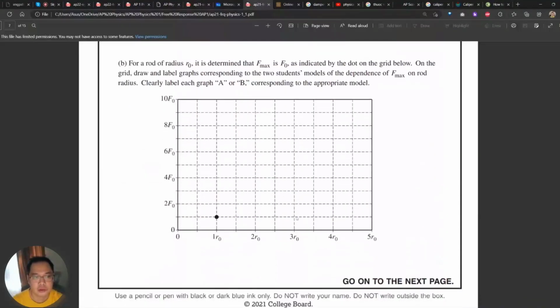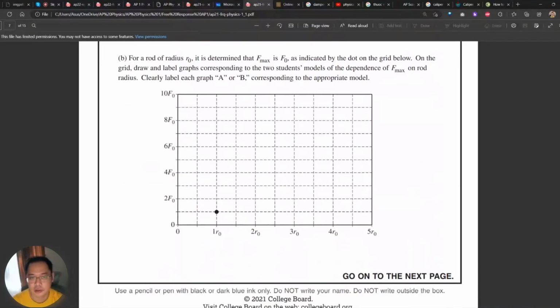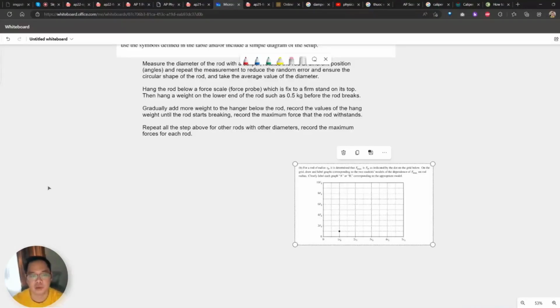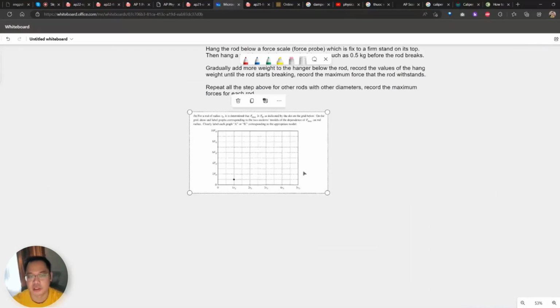Question B. For the rod of radius R0, it is determined that Fmax is F0 and indicated by the dot on the grid below. On the grid, draw and label the graphs corresponding to the two students' models of dependence of the maximum force on the rod radius. Clearly label the graphs A and B for the two students corresponding to their models. Okay, this question is not very difficult, pretty simple actually.